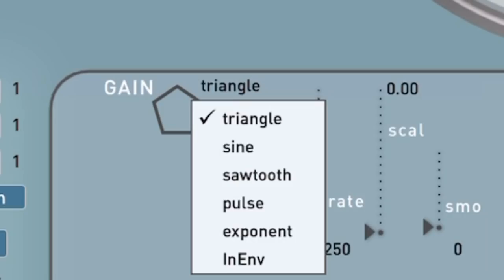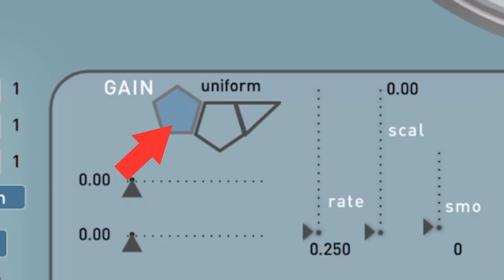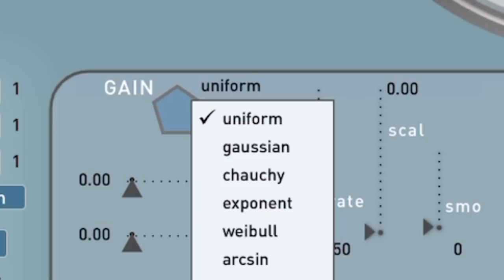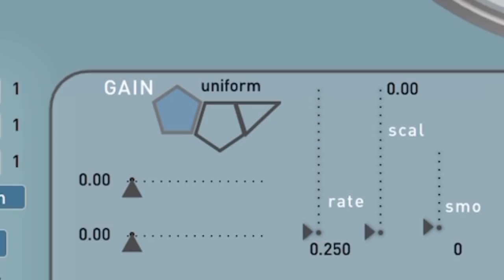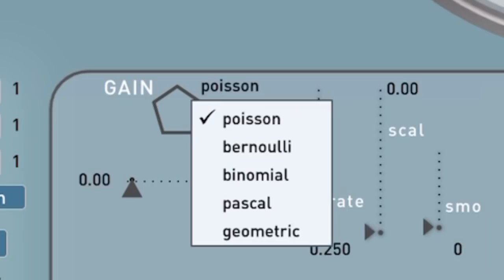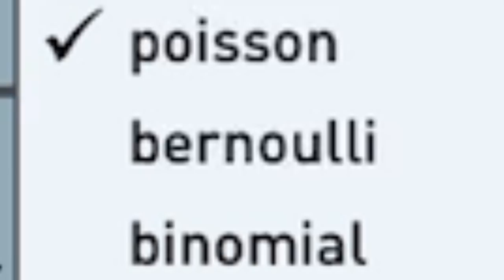If we jump out of here and select this symbol or icon instead, press the name, we have a new list with uniform, Gaussian, and words I can't even pronounce. Well, if you want to know why Bernoulli feels so good, you just have to go to this icon or symbol, press the name, and here you can find geometric, Pascal, binomial, Poisson, and Bernoulli himself.